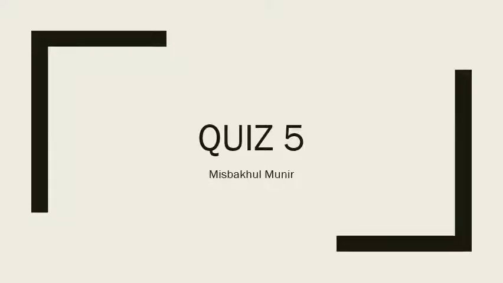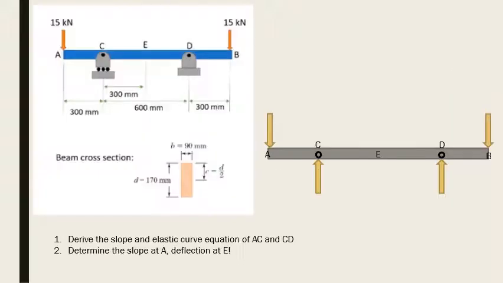Alright, in today's video, I will try to answer and explain quiz 5 of the solid mechanics subject. This is the system that we have: a beam with two loads, the first and the second load, with the supports. The first support is a roller and the second support is a pin support.